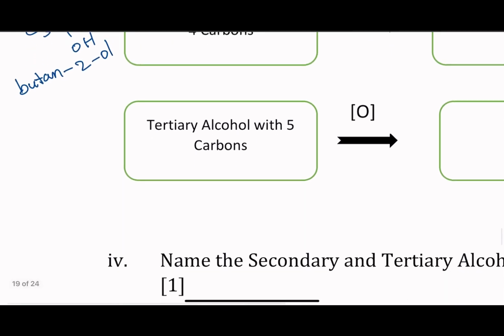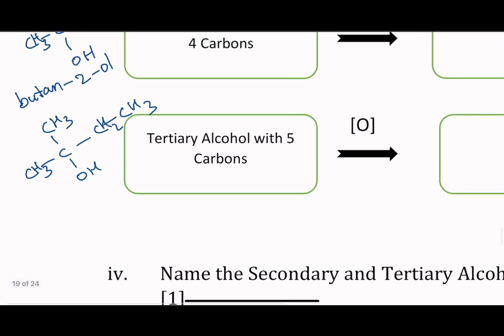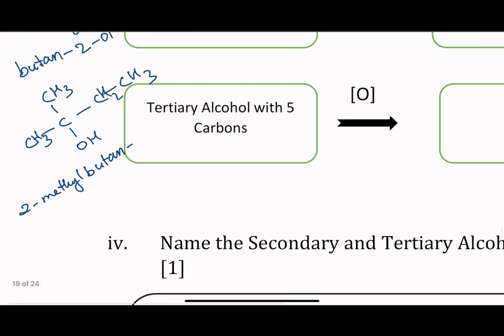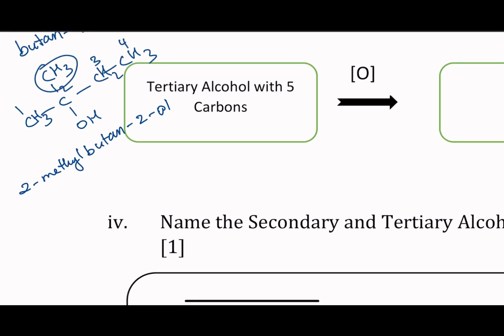And then a tertiary alcohol with 5 carbons. You know that this carbon needs to have 4 bonds like this. So you can put carbon here, or here, it doesn't matter, it's going to be the same thing. So CH3, CH2, and CH3. And the name of this one with 5 carbons would be methyl butan-2-ol. 1, 2, 3, and 4 when you number the carbons. And this is the methyl group that you have up top.